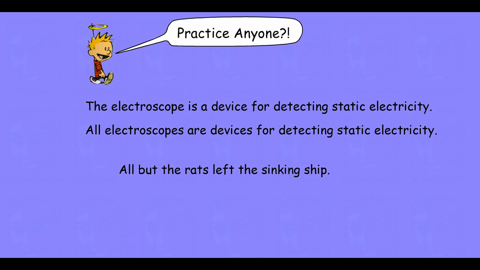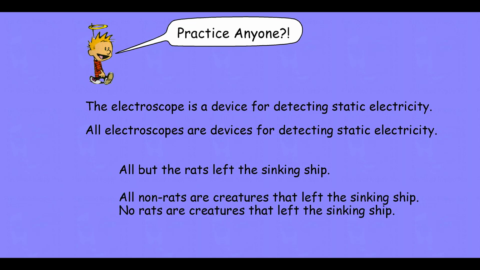How about this? "All but the rats left the sinking ship." Here we've got an exceptive proposition. We're going to need to translate it using two sentences, one for the rule and one for the exception. All non-rats are creatures that left the sinking ship. No rats are creatures that left the sinking ship.